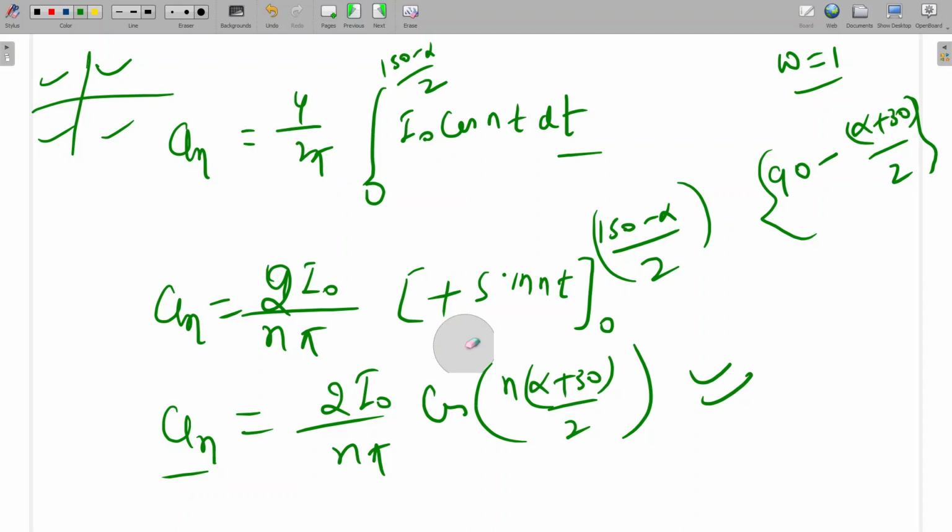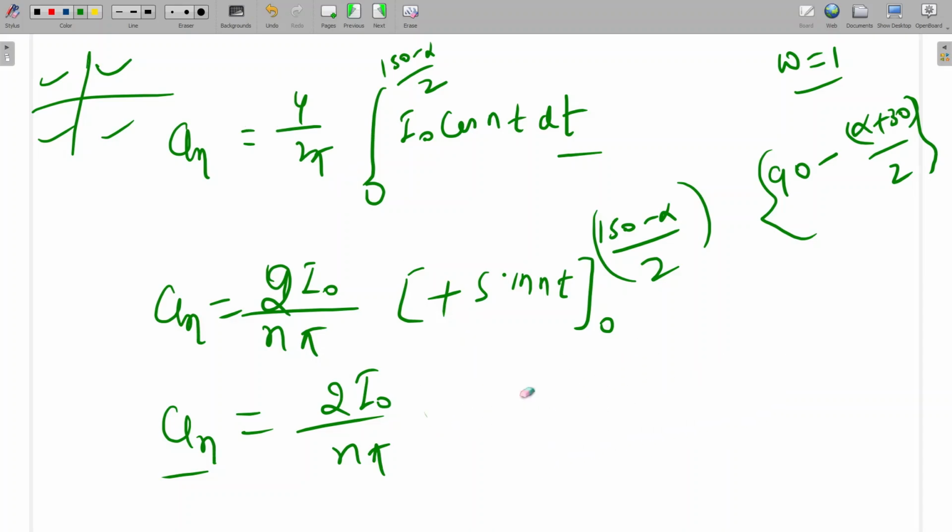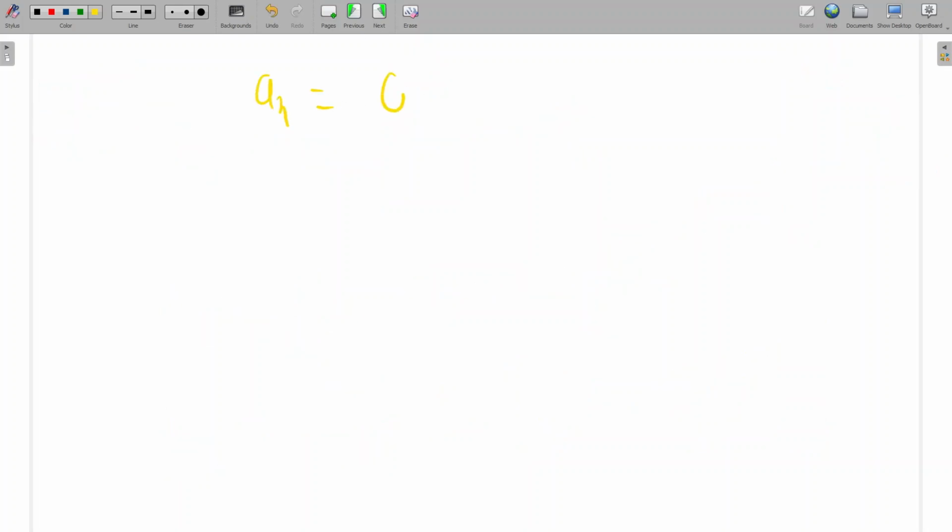One second. We can write this equation directly: sine n into 90 minus alpha plus 30 divided by 2. So for n equal to 1, it will be cos alpha. For the fundamental I am writing, it will be sine alpha plus 30 by 2 over cos alpha plus 30 by 2. So in general it will be cos n into alpha plus 30 by 2.